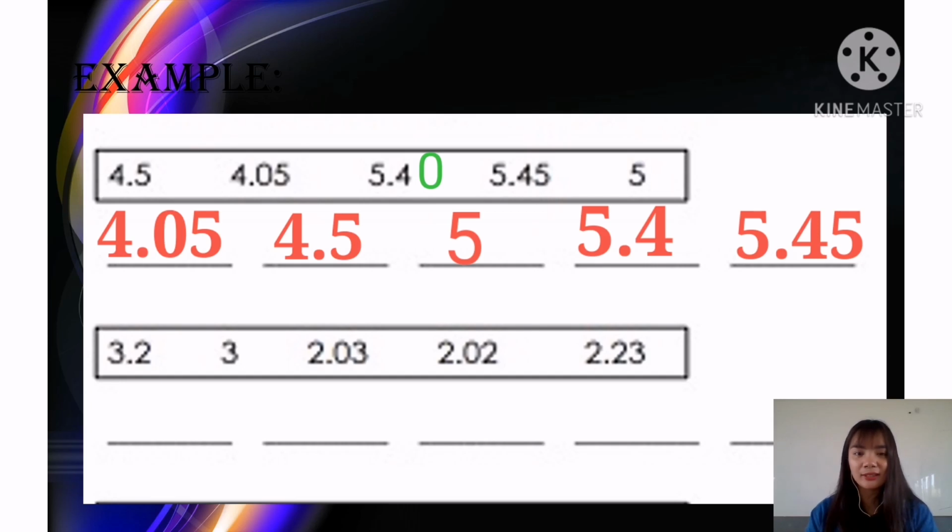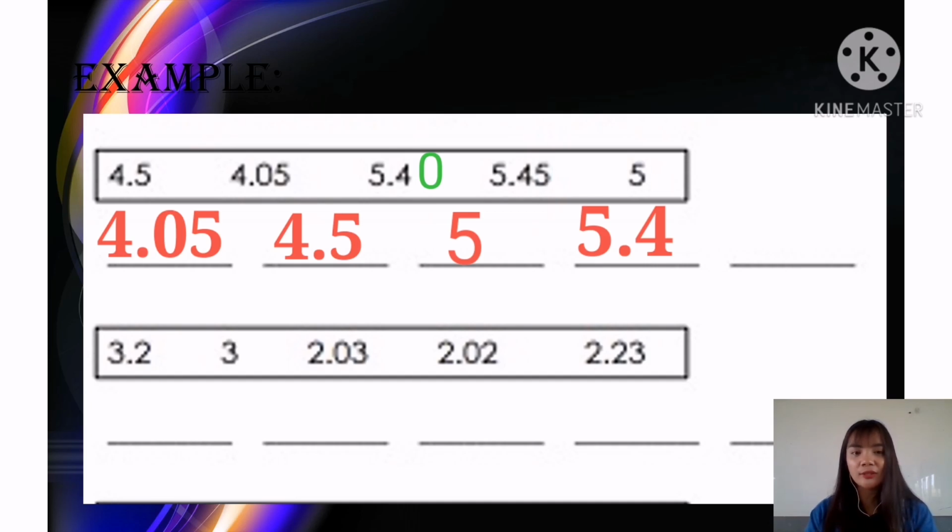Next we have here 3.2, 3, 2.03, 2.02, and 2.23. What number has the lowest value? Is it 2.02, 2.03, or 2.23? Very good.